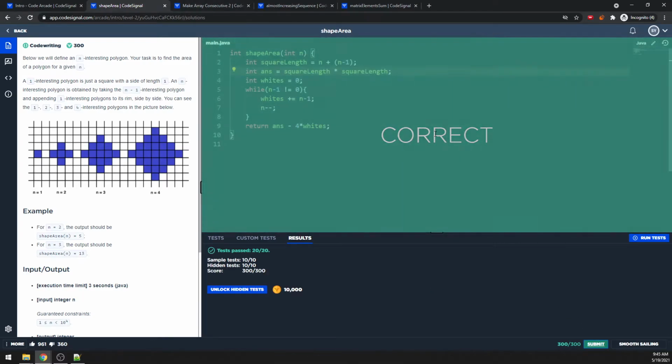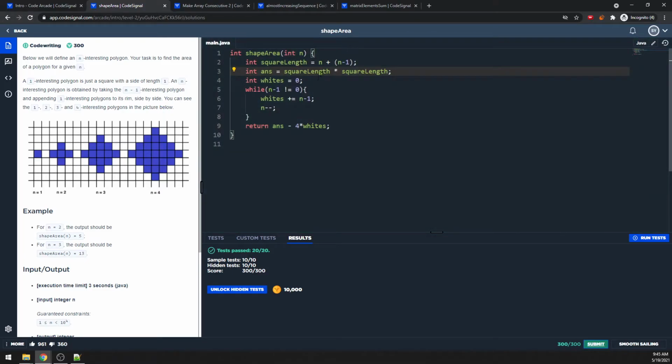Okay, correct. For the time, I would say O of n, since you need to loop through, and space is O of 1, just a temporary variable. The idea is like this. Hope you get it, and let's move on to the next one.